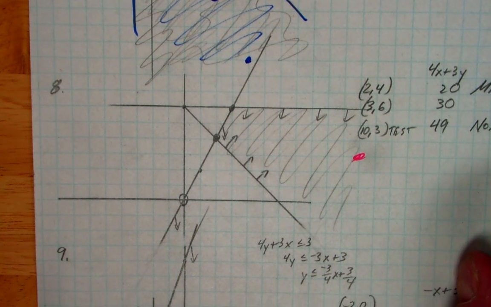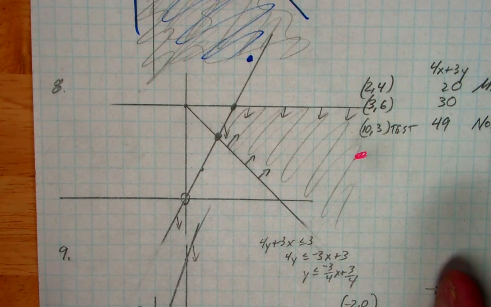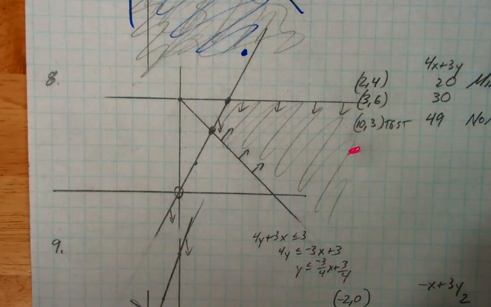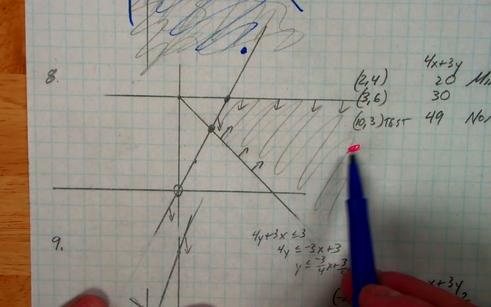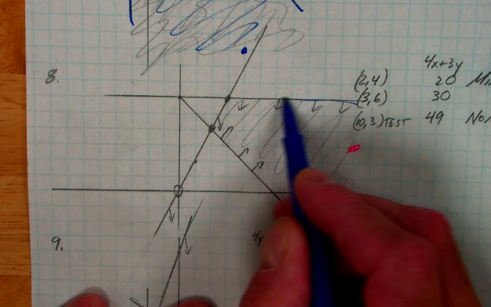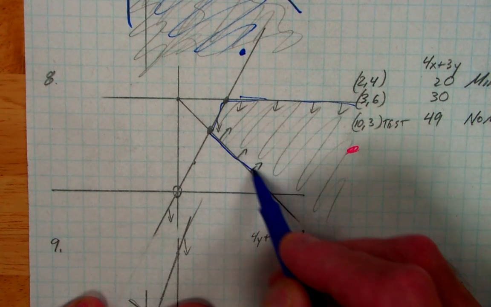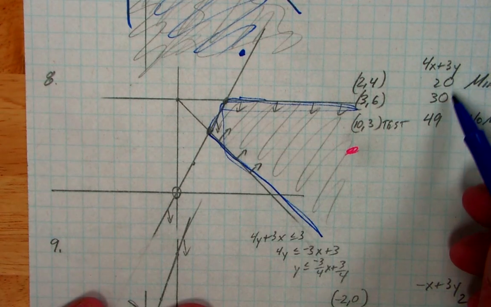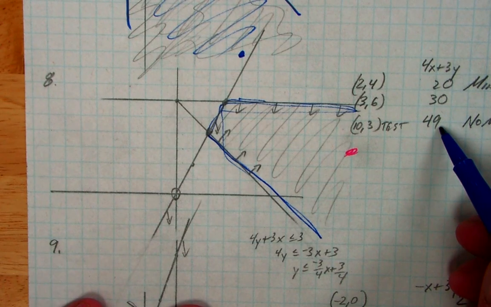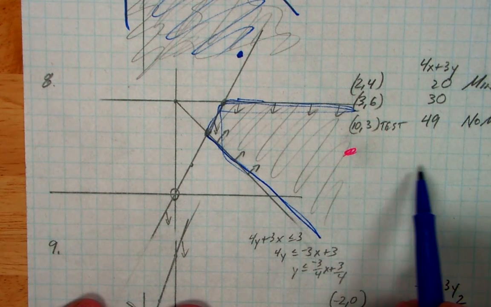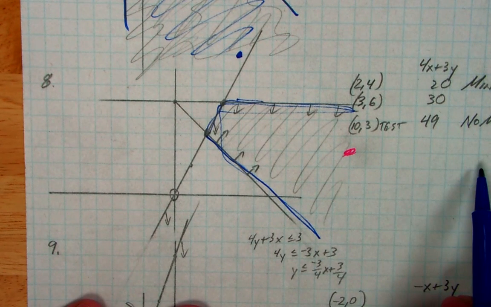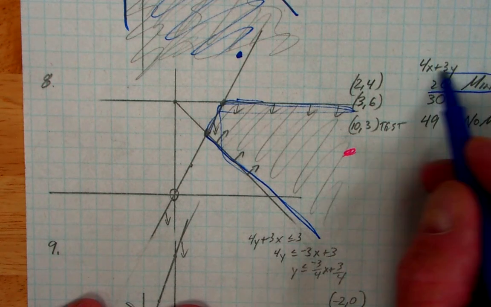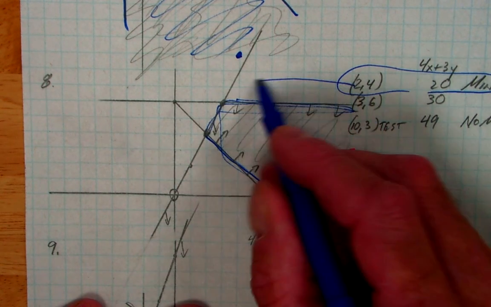Okay? And on 7, kind of the same thing. I picked this point way out here to go with my other 2 that are vertices. That gave me 20. That gave me 30. This gives me 49. So as I keep going this way, it's going to give me even something bigger. So the only thing we have is a minimum that occurs right there.